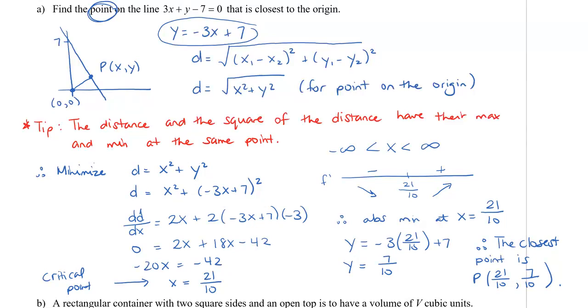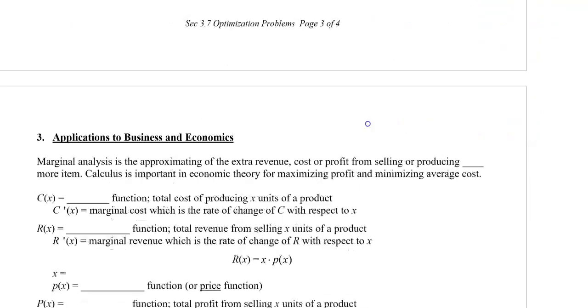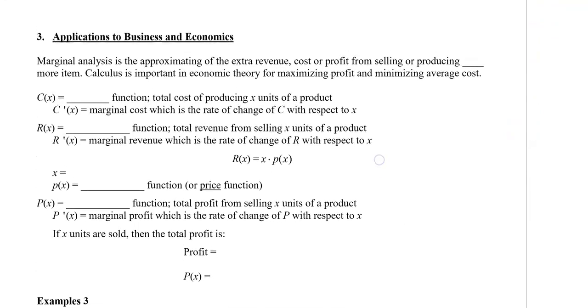All right, let's take a look at a second type of problem, which is a little bit different. So not distances, but we're actually going to apply it to business and economics. So marginal analysis is the approximating of the extra revenue, cost, or profit from selling or producing one more item. Calculus is important in economic theory so that we can maximize profit or minimize costs. If we have a business, obviously we want to get as much money as we can, but we want to spend as little as we can.